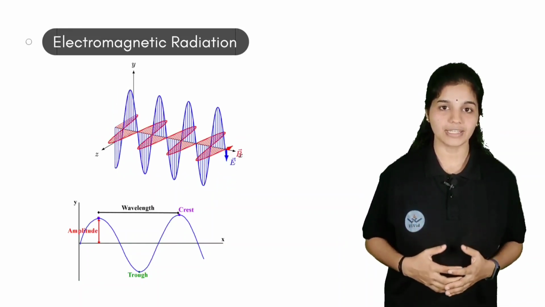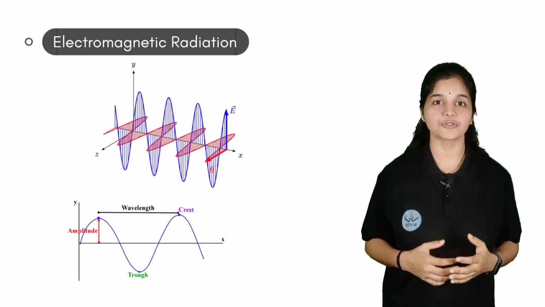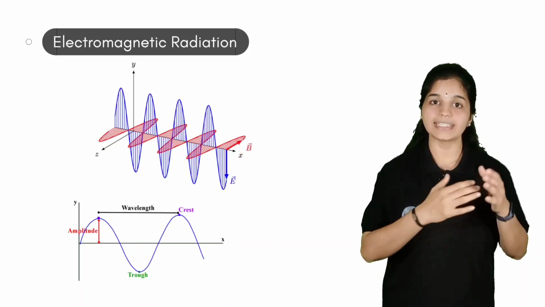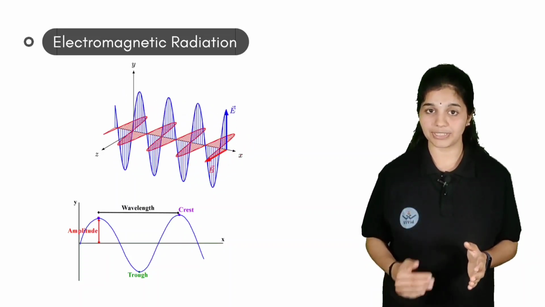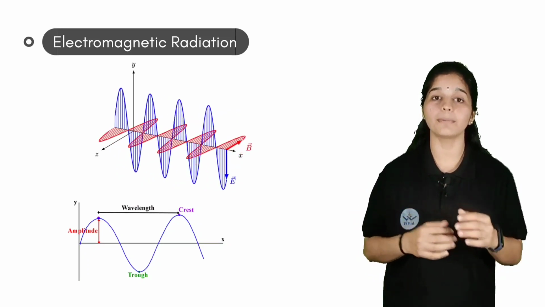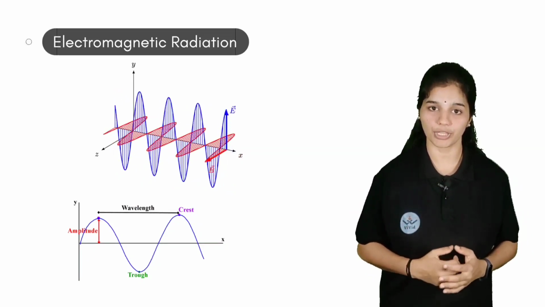You can visualize the propagation of electromagnetic radiation on the screen. As you can see, the electric field and the magnetic field are perpendicular to one another, and both are perpendicular to the direction of propagation.